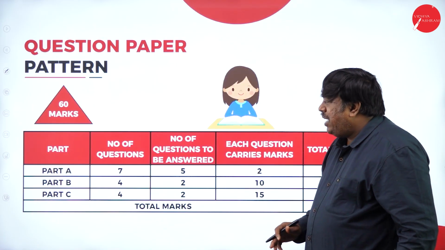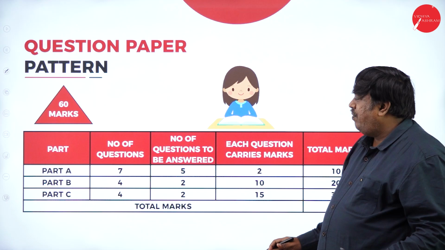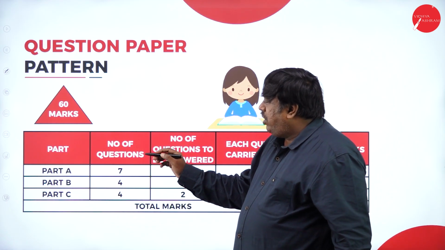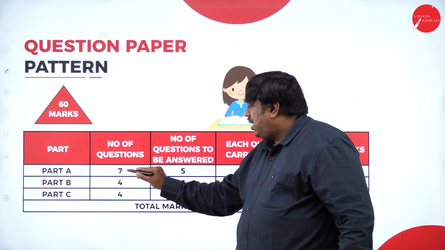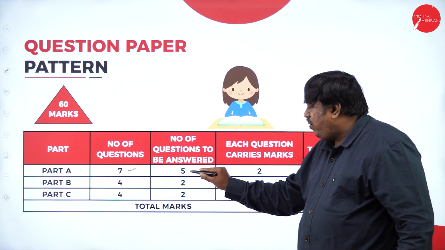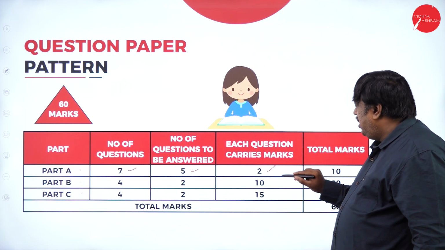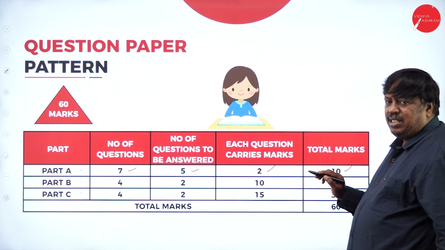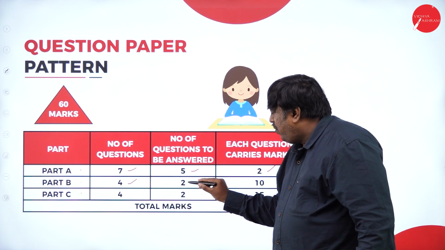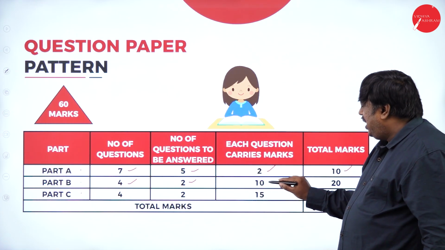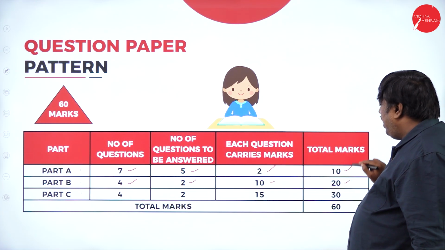The question paper pattern for the NEP scheme is divided into three parts: Part A, Part B and Part C. In Part A, we get 7 questions, of which I have to write 5. Each question carries 2 marks, so it totals 10 marks. In Part B, we get 4 questions, of which I have to write only 2. Each question carries 10 marks, so the weightage is 20 marks.